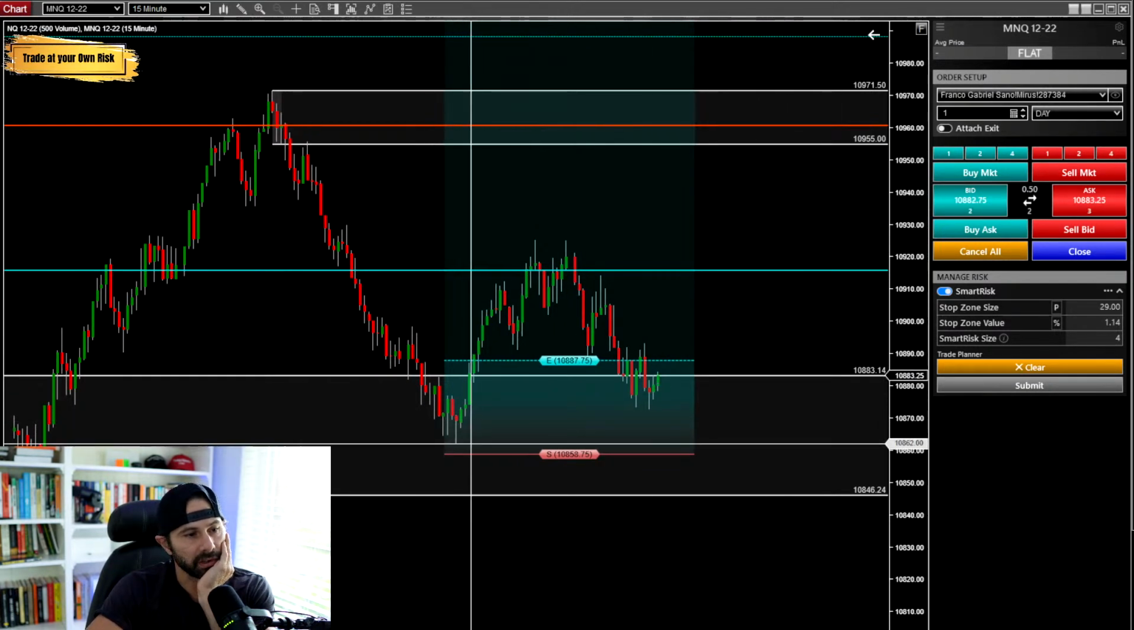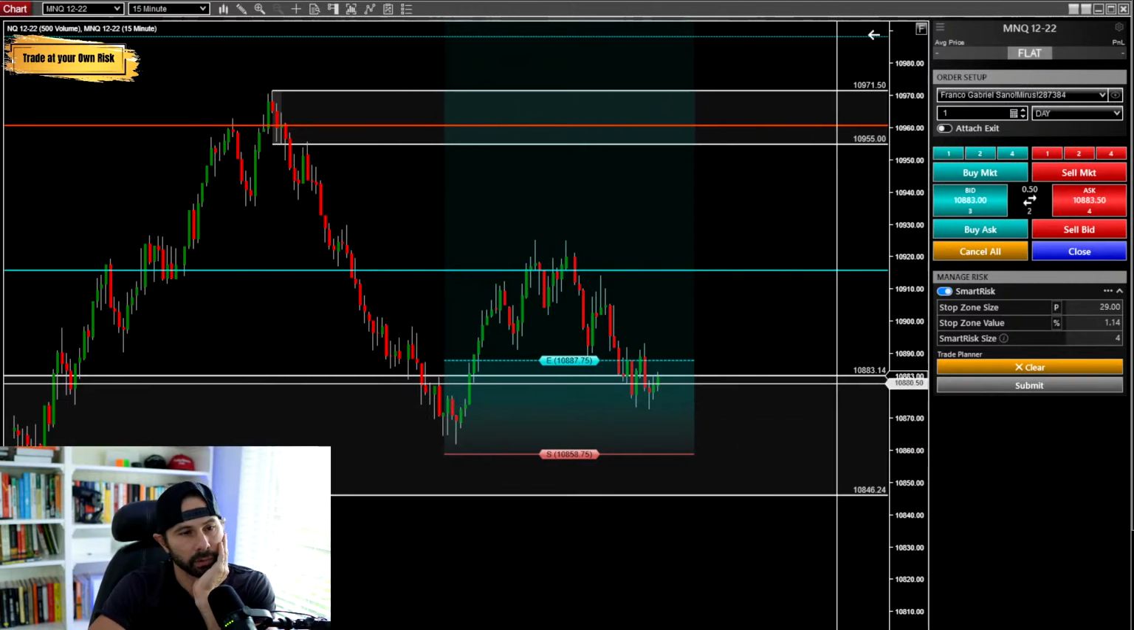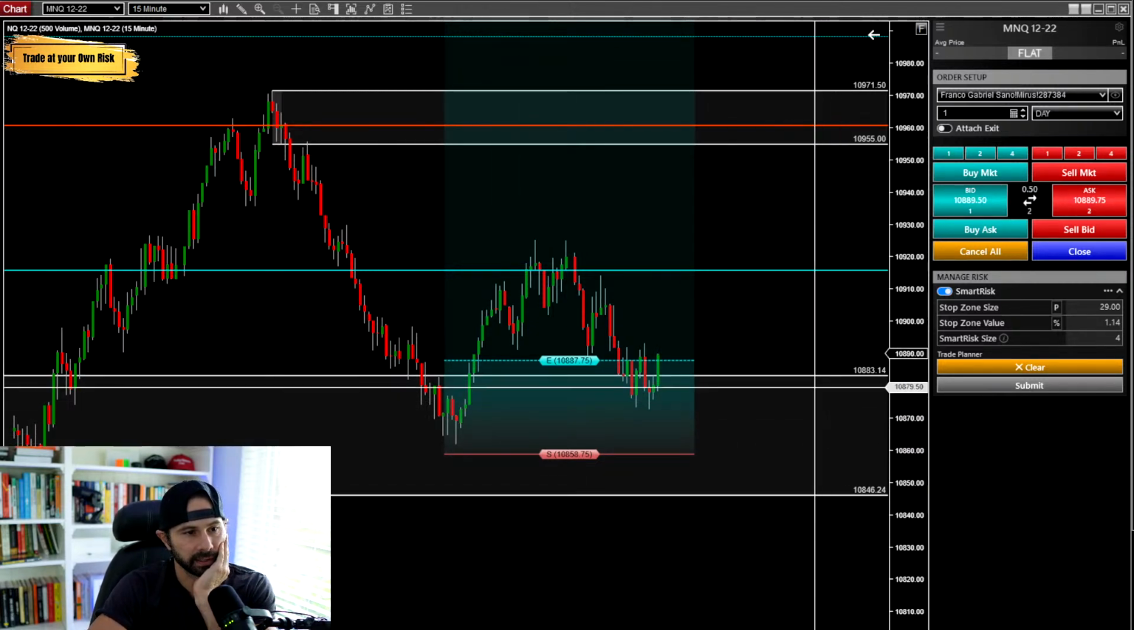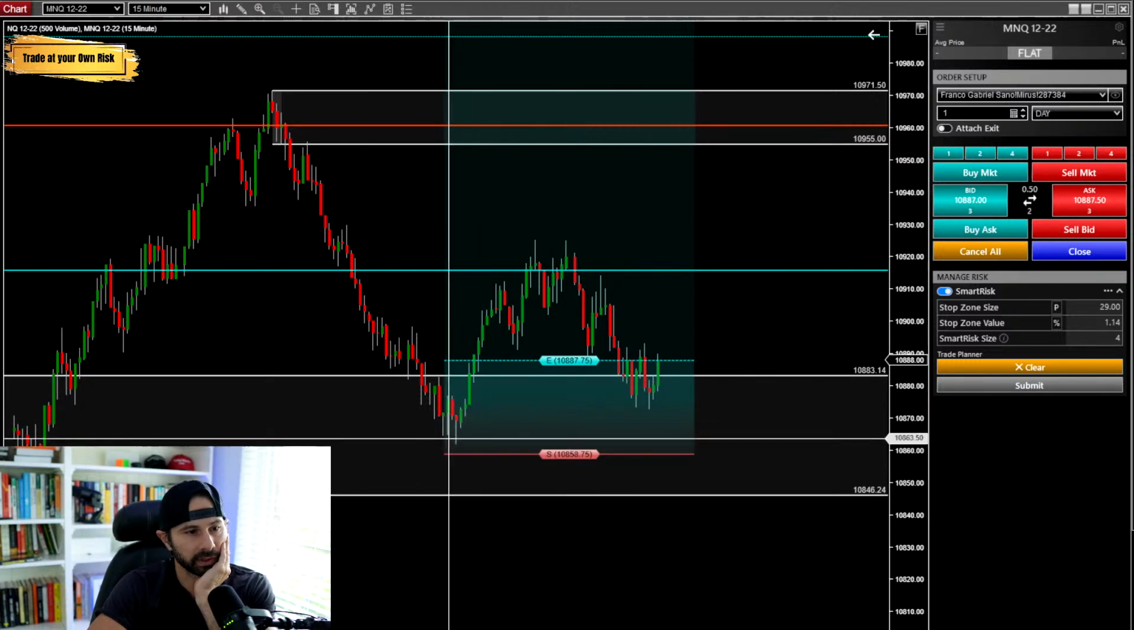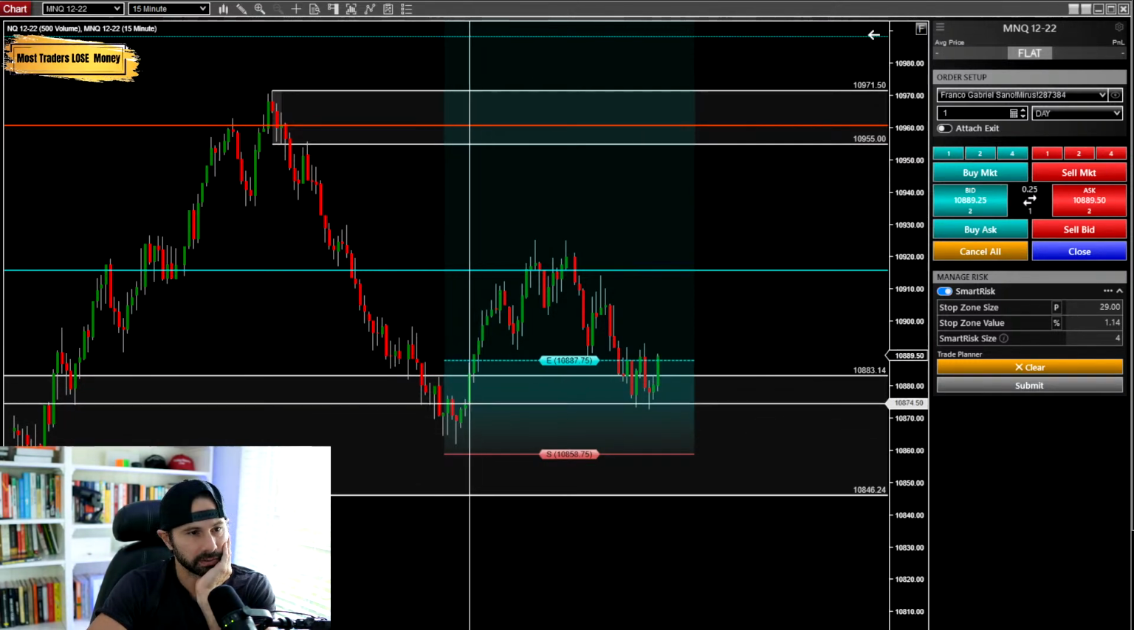If this breaks the low here, I wouldn't consider it because then it would be this entire area, right? I'm relying on just this formation.